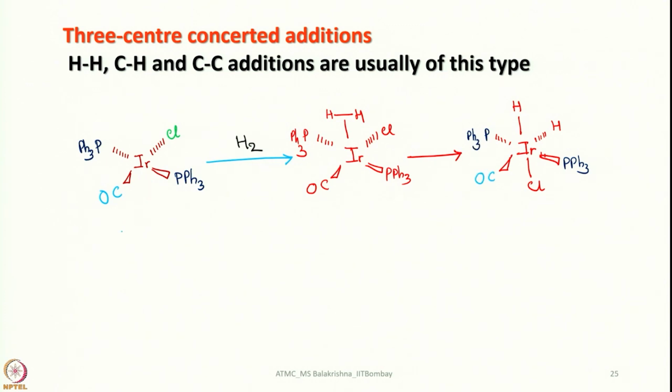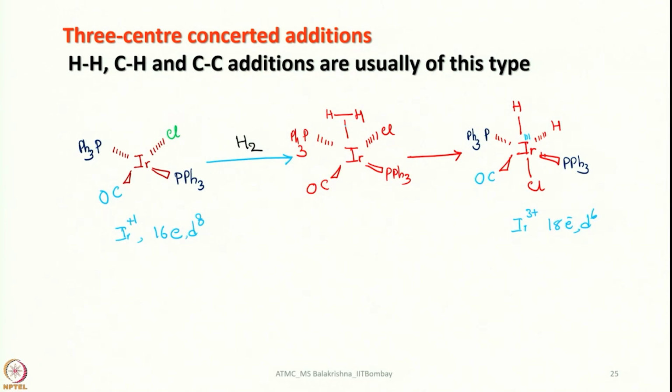So, start here: iridium is in the +1 state and this is a 16 electron species, a D8 species. Now, this is 3. So, iridium is in +3, and if you count the electrons it is an 18 electron species and a D6 system. So, that means this is what exactly happens here.